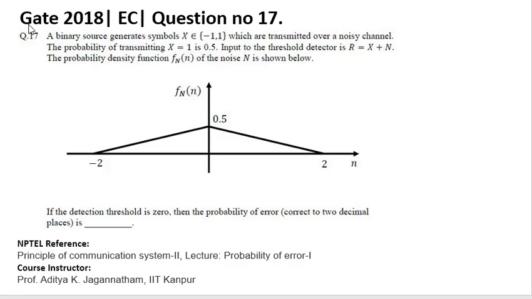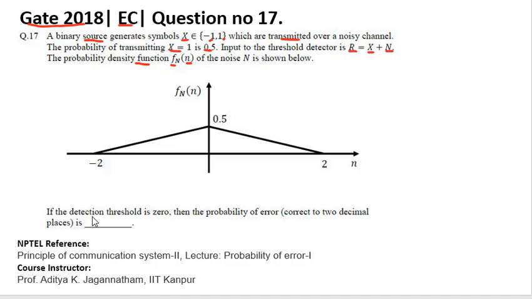So this question was asked in the GATE 2018 Electronics and Communication Engineering paper, in which a binary source generates symbol X, which is -1 and 1, and this symbol is transmitted over a noisy channel, and the probability of transmitting this symbol X equal to 1 is given as 0.5. Now you have the received symbol R, which is equal to X plus N, where N is noise, and that noise probability density function is given by f of n, which is given by this graph.